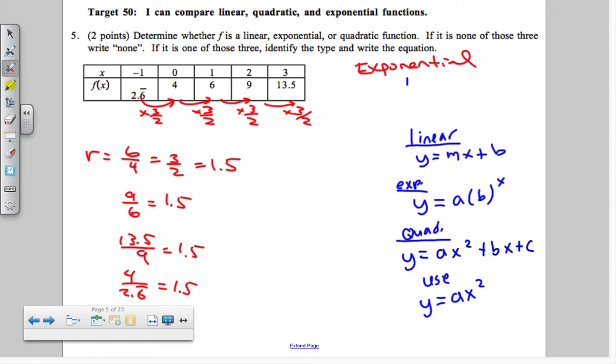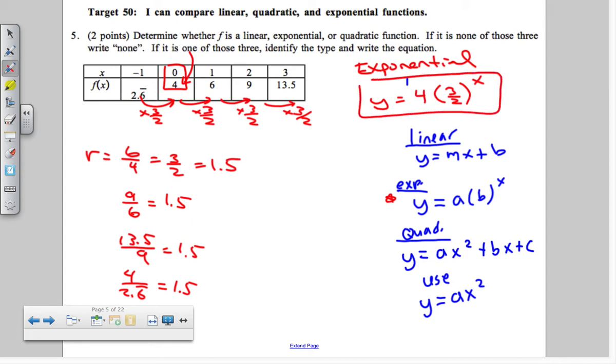And to come up with the equation, we're using this one. The b is the multiplier, 3 halves. The a is the y-intercept, which you can find by looking for the 0 in the table. So the y-intercept is 4. All right?